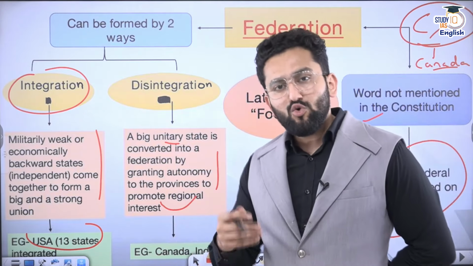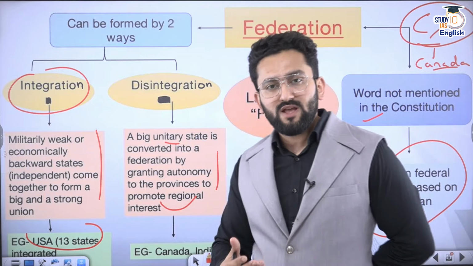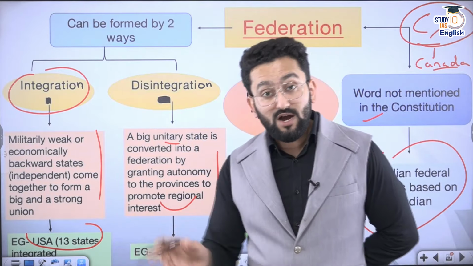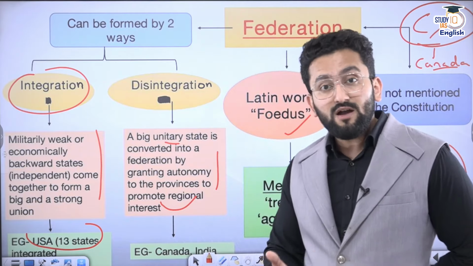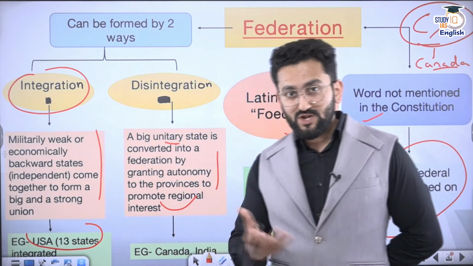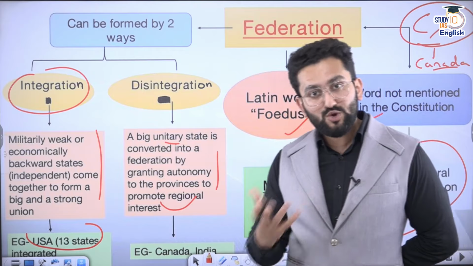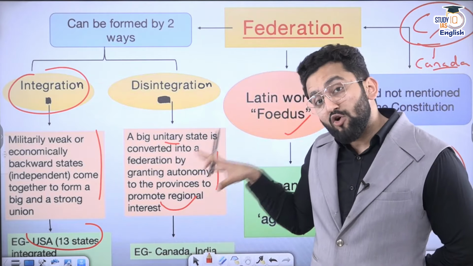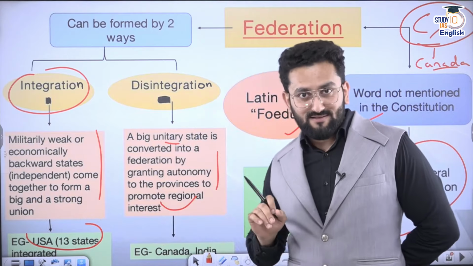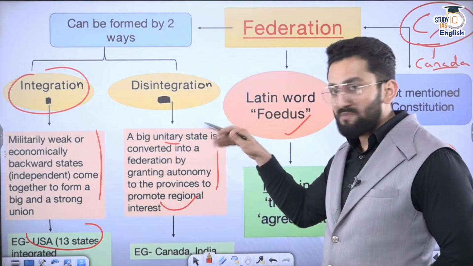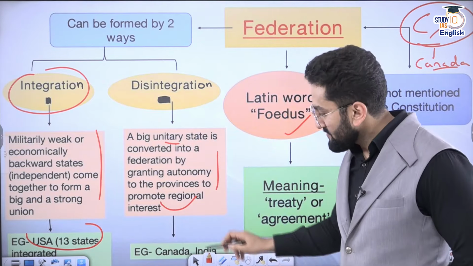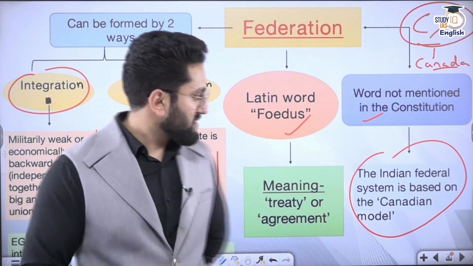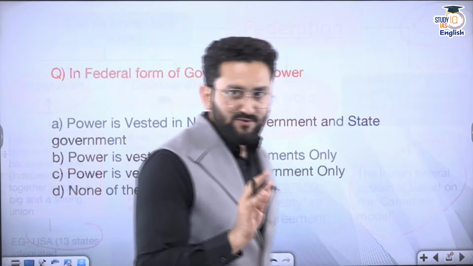For example, Uttarakhand was carved out of Uttar Pradesh for what? For spurring economic growth. Jharkhand was carved out of Bihar, the reason was growth. Chhattisgarh from Madhya Pradesh, reason was growth. So it means here we are observing disintegration, and disintegration means breaking. Example, Canada and India, there we call it the disintegration model. So I think this is clear to you.